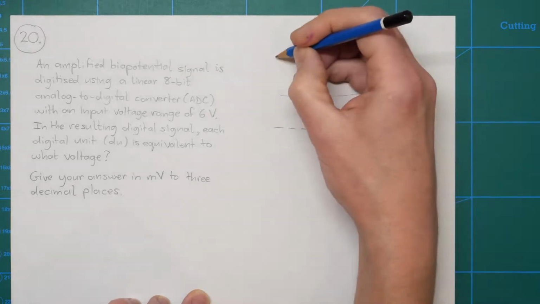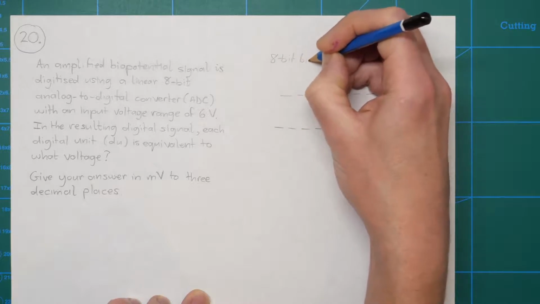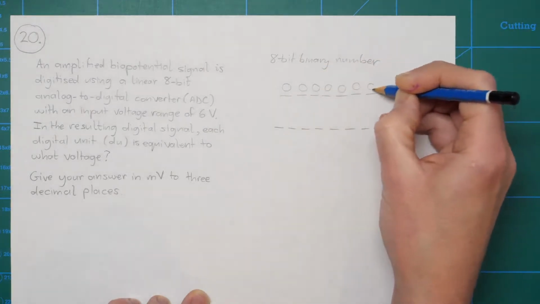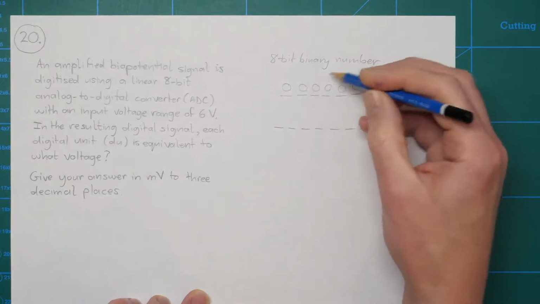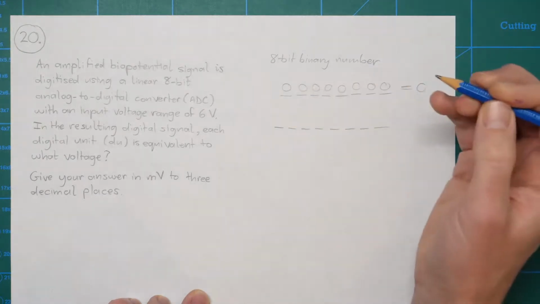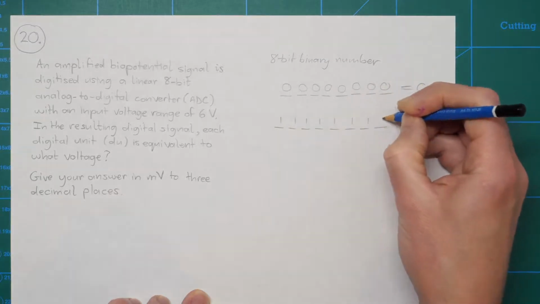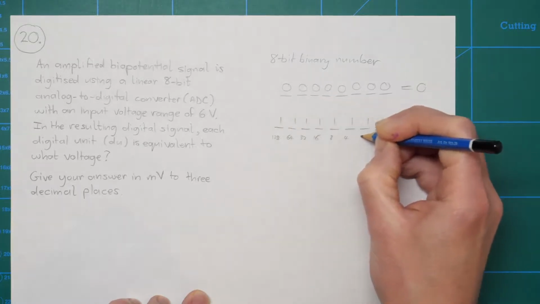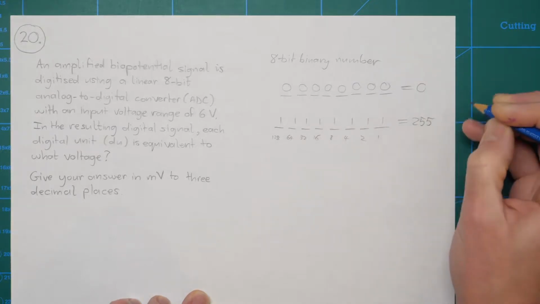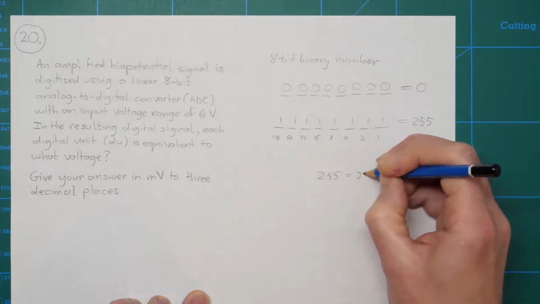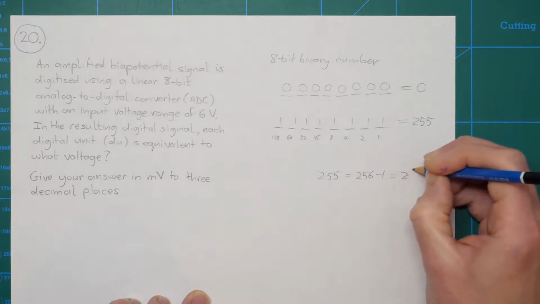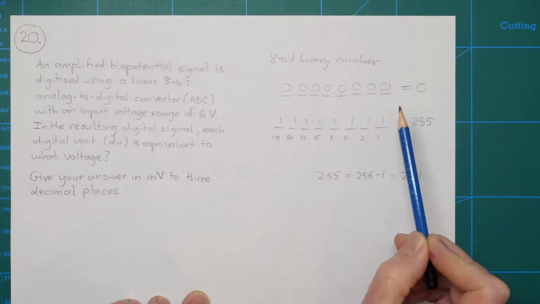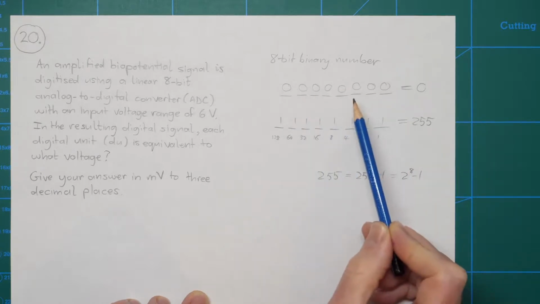So in particular, if I have an 8-bit binary number, the smallest 8-bit binary number would just be 8 zeros, which is just 0 in decimal. So this is a binary number, this is a decimal number here. The biggest 8-bit binary number I could have is just all ones. And what that would be equal to is 128 plus 64 plus 32 plus 16 plus 8 plus 4 plus 2 plus 1, which is 255. Now, of course, 255 is equal to 256 minus 1, which is 2 to the power of 8 minus 1. So there are basically 2 to the power of 8 different 8-bit numbers, i.e. 256 different numbers that we can pack into an 8-bit binary number.